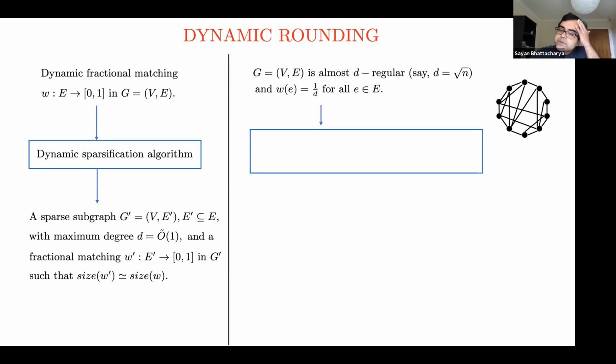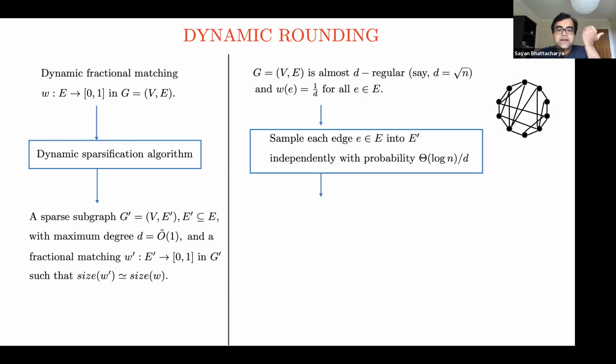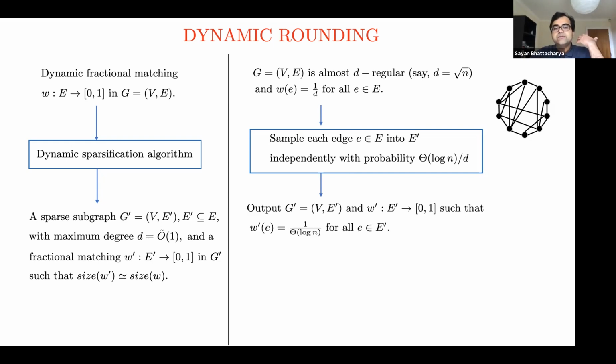Now, if you stare at this problem for 5 minutes, the first idea that will hit you is that you can do random sampling. So you can sample each edge into your sparsifier with probability log n over D. And if you do this, what is happening is you look at the output graph G prime. The degrees of the nodes in this output graph G prime is going to get scaled down by your sampling probability. And you just get a fractional matching. You can define a fractional matching W prime in this output graph by setting a weight of 1 over log n to every edge in the output graph.